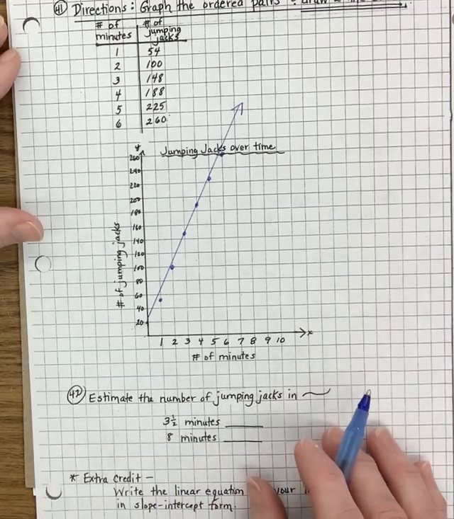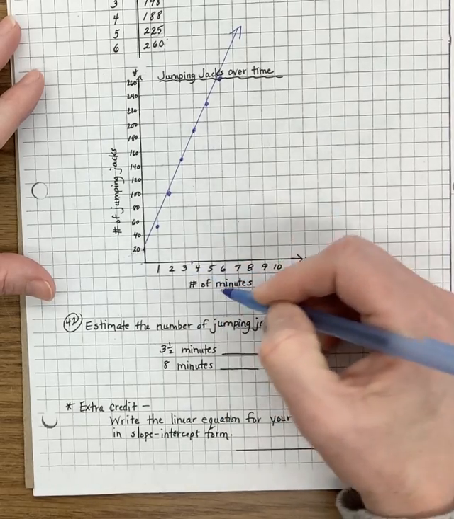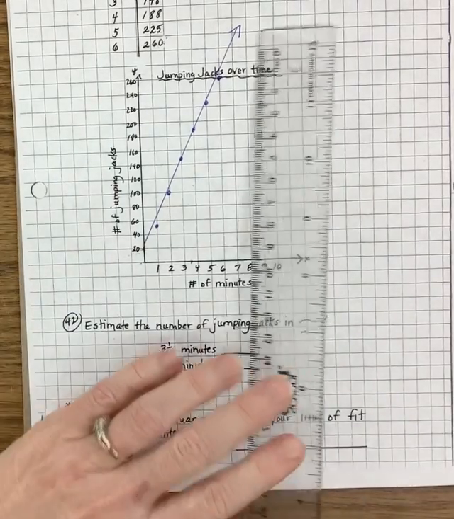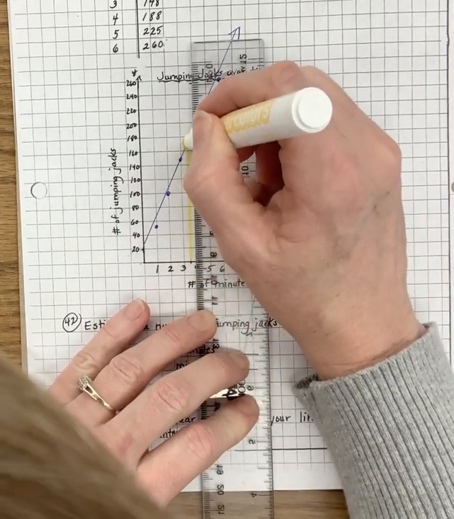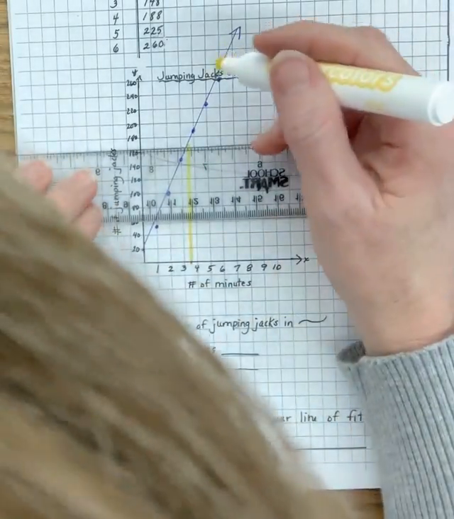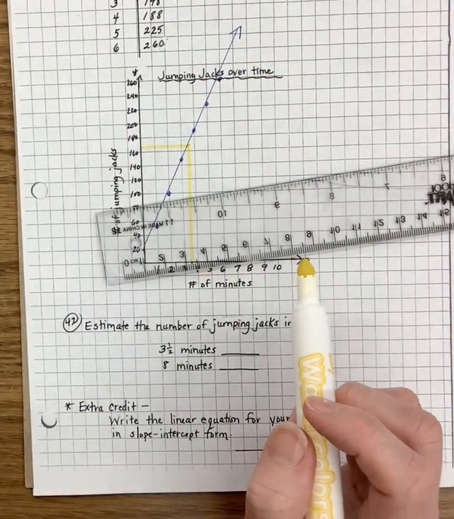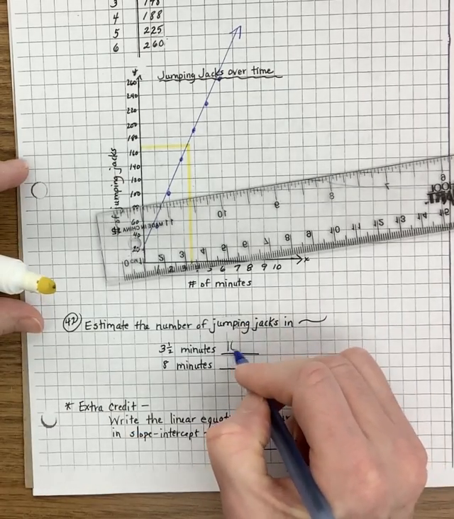Line of fit. Estimate the number of jumping jacks in 3.5 minutes. This would be 3.5 minutes. Here's our minutes. Here's our number of jumping jacks. I'm literally going to, and I'll do this with yellow, go up from 3.5 until I get to my line, and then I'm going to read across and then approximate. That's not quite 170, maybe 165 jumping jacks. Anything between really 160, 175 would be a sufficient answer. I'm going to put 165.